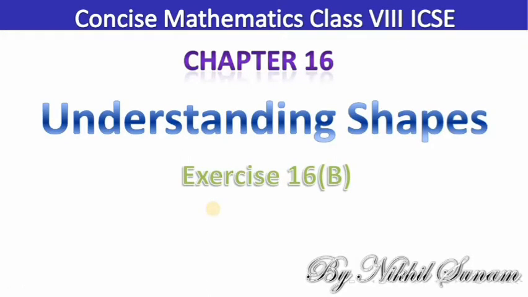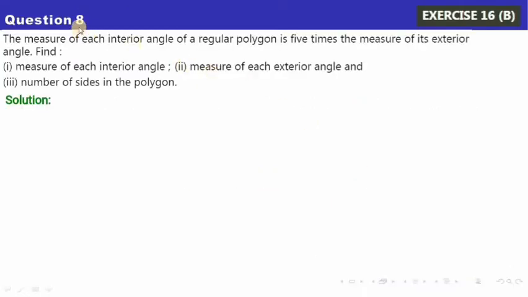Welcome back, dear students. So today we are going to continue with our exercise 16b. The first question for the day is question number 8, which says the measure of each interior angle of a regular polygon is 5 times the measure of exterior angle. Find measure of each interior angle, measure of each exterior angle, and the number of sides in the polygon.